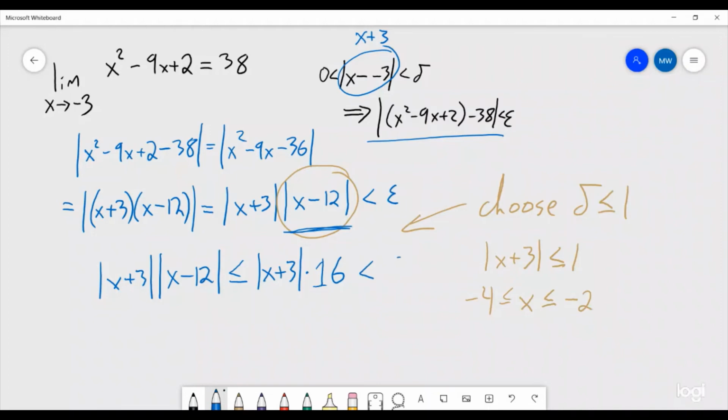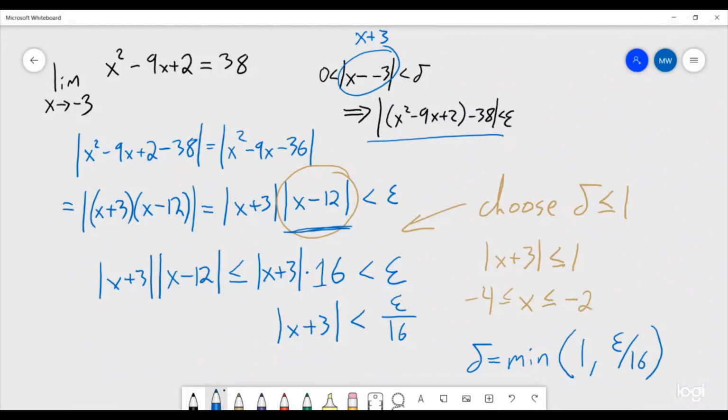So if we want that to be less than epsilon, then we are going to say absolute value of x plus 3 is less than epsilon over 16. So we're not going to just say that delta is equal to epsilon over 16. What we have to do instead is say that delta is the minimum of 1 and epsilon over 16. That's what we're going to be approaching.